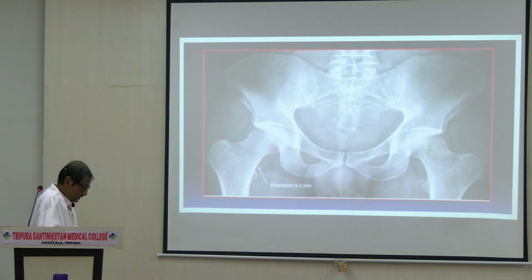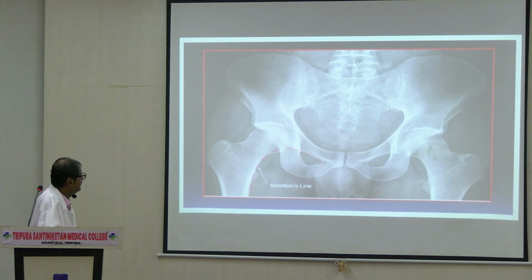You see, this is called Shenton's line. If a fracture is not there, a line drawn from this end to this end is Shenton's line. If the line is broken, it means there is a fracture, it will displace upwards, or anyway this central line will be broken. So this is a feature you can see in X-ray.